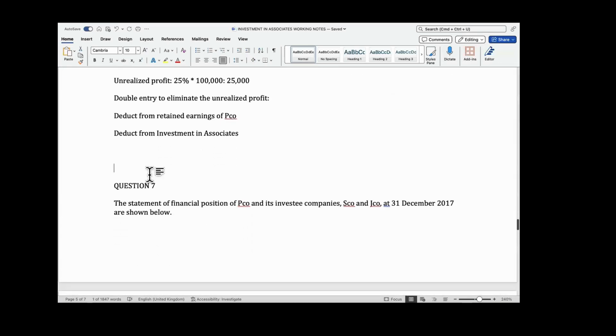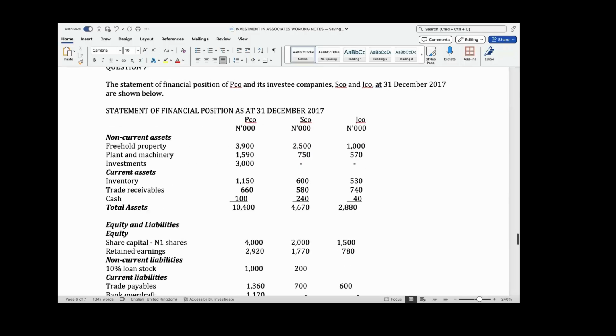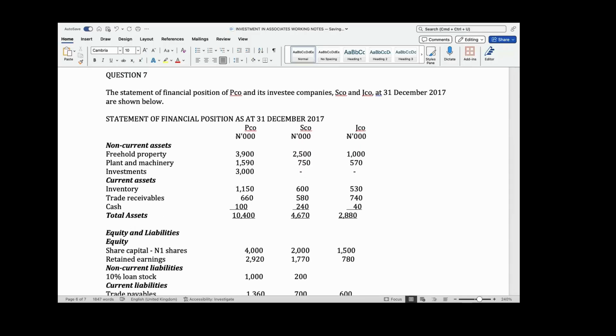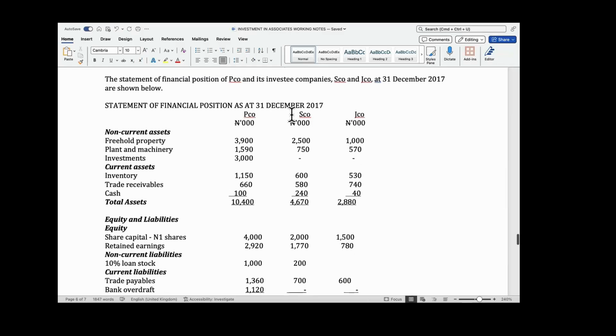Okay. Let's solve one more question, then we'll be done on this. They gave us the statement of financial position of Pico and its investee companies, Esco and Jeco, at 31st December 2017, as shown below. So they gave us Pico, Esco, and Jeco. Okay, Charity, please, can you ask a question? I need you to talk.